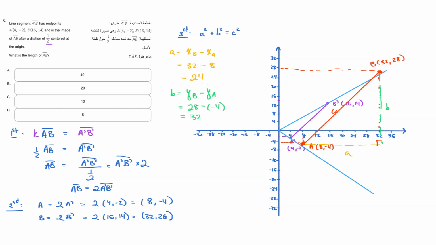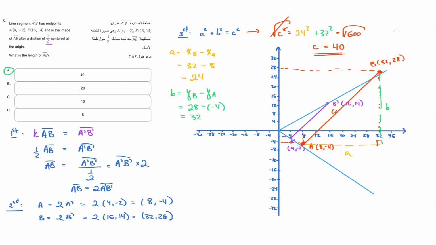So now that I got my A and B, it's pretty easy to calculate C, right? C squared is equal to A squared, which we found to be 24, plus B squared, which is 32. So if I want to find C, you can punch it in your calculator and you get 1600. And if I want C by itself, then I have to do the square root of both sides, right? Square root gives me C. And the square root of 1600 is 40. And there you have it. Correct answer was A. The length of the original line AB is 40.